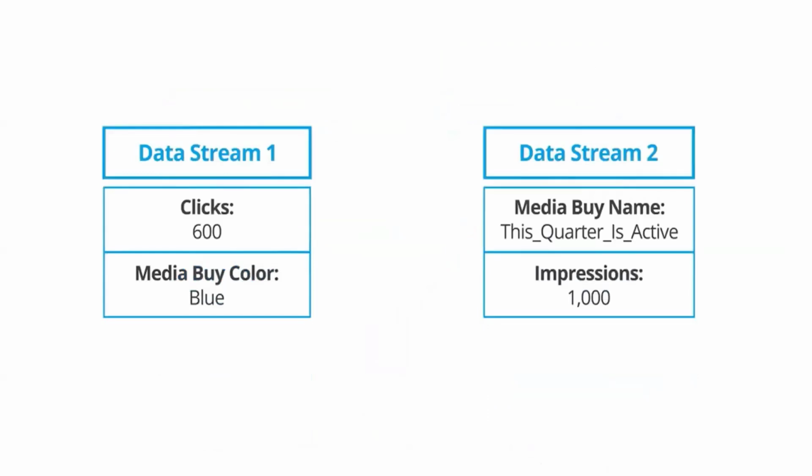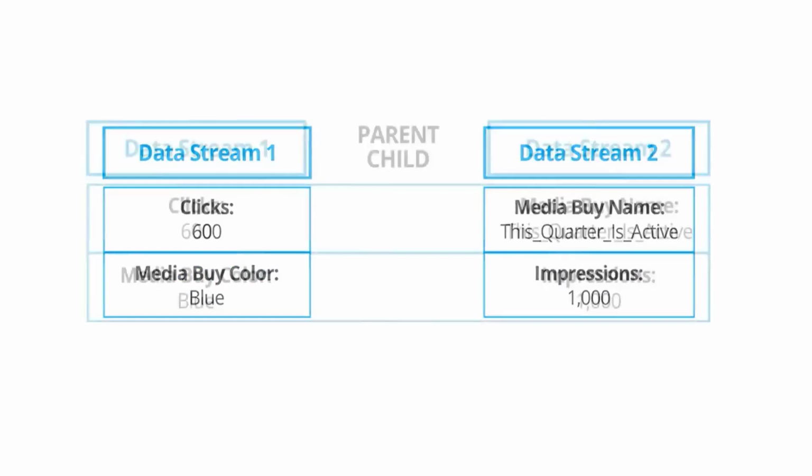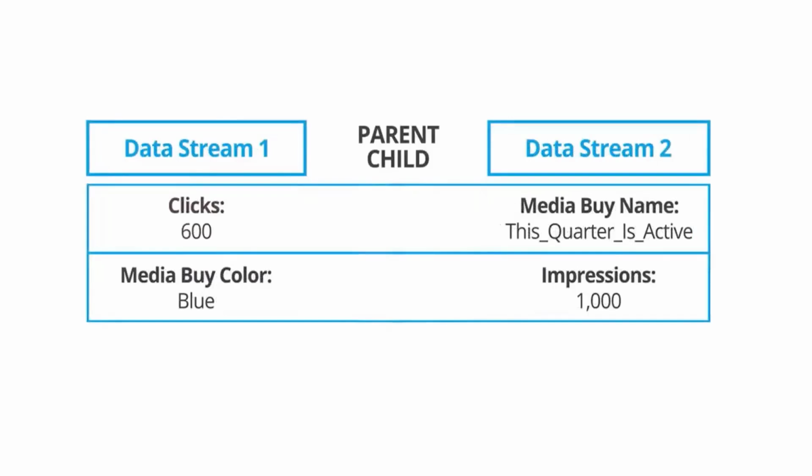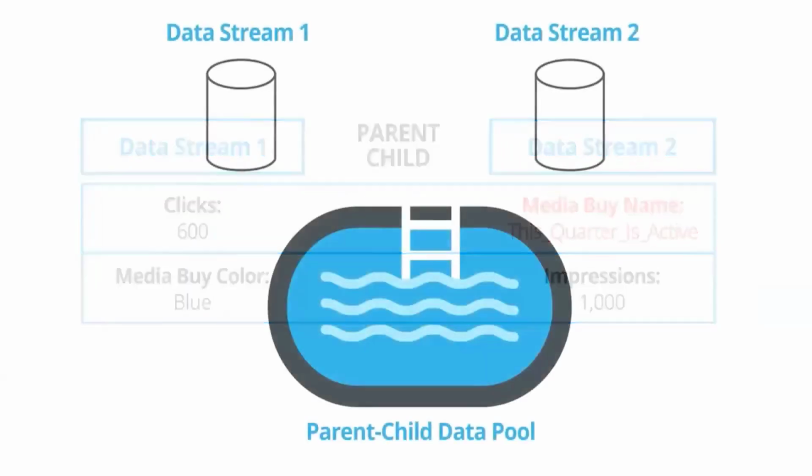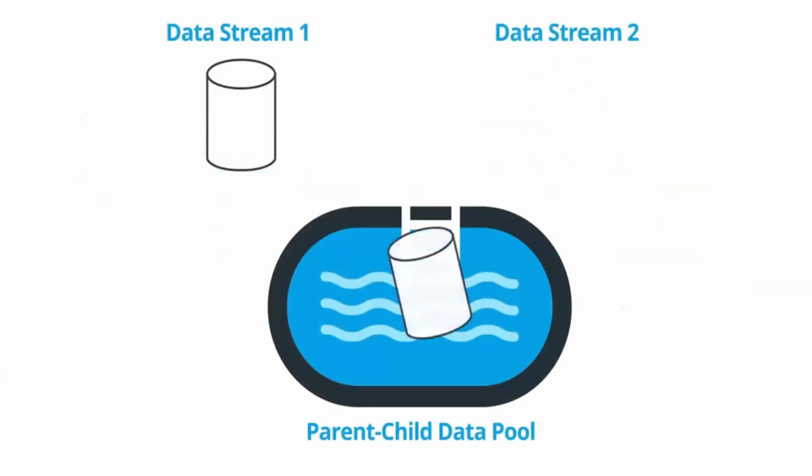Data stream 1 contains clicks and the dimension media buy color. Data stream 2 contains media buy name and impressions. So you do a parent-child relationship between them, and you want to have the clicks with respect to media buy name. So what you do is you put the common entities in your pool, and you get it.